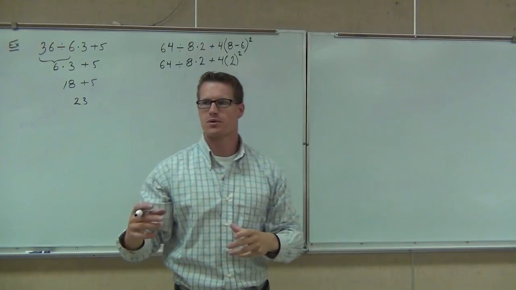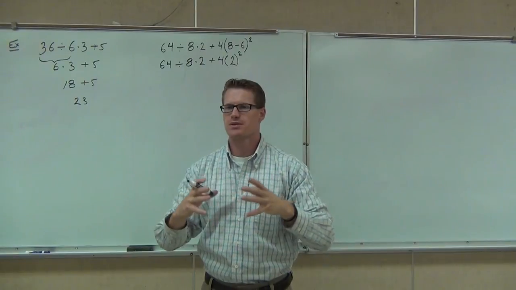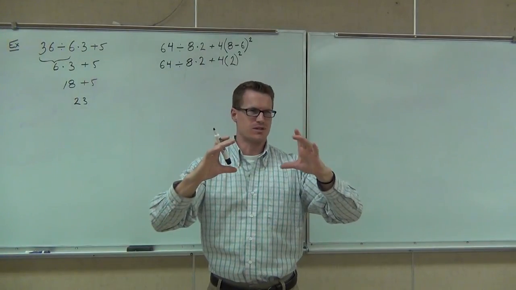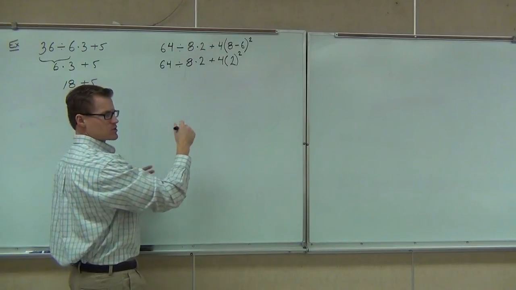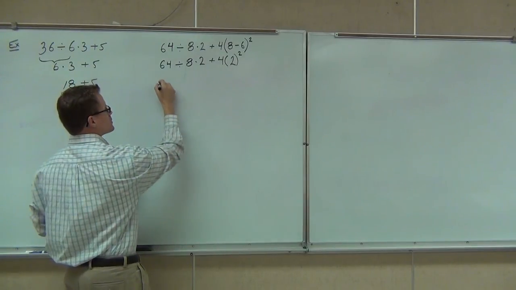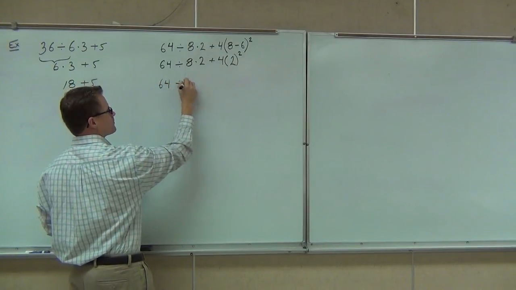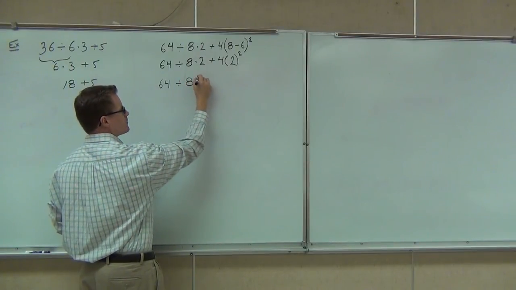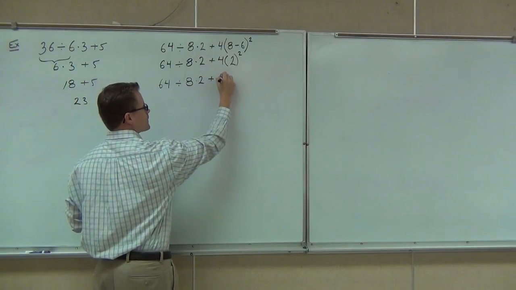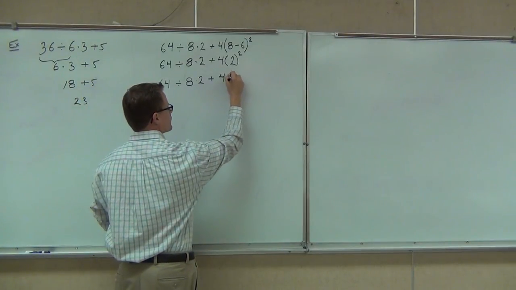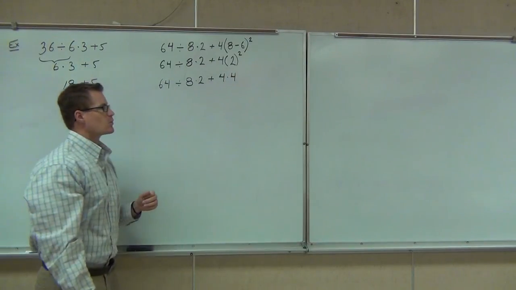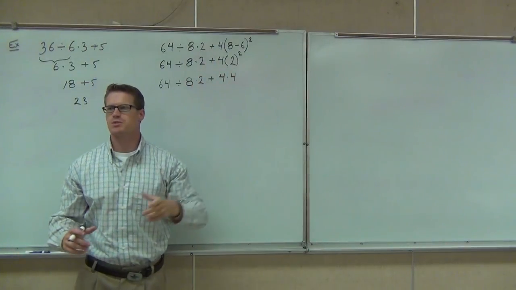Now, I know there's still parentheses up there, but what I mean by parentheses is operations within those parentheses, not just single numbers. So here we have the 2 squared. We're going to do that. How much is 2 squared again? 4. So we'll rewrite the 64, all this stuff. We still have the 4, and then the 2 squared, you're right, that's 4. Remember that the 4 next to the parentheses means multiplication.